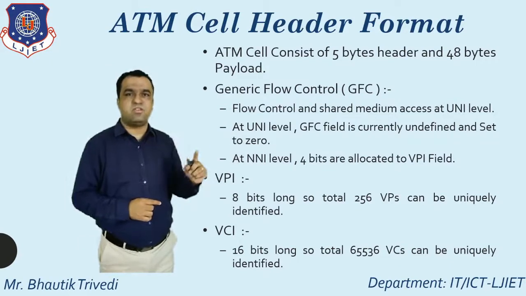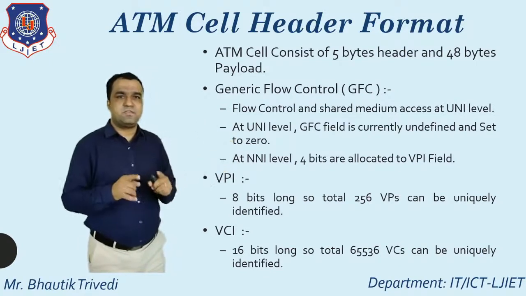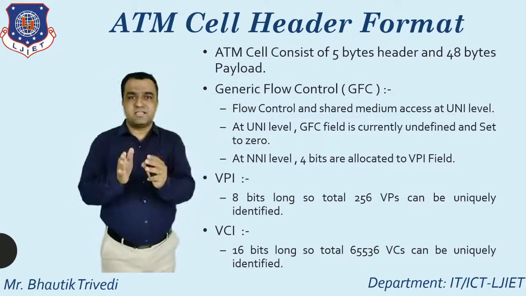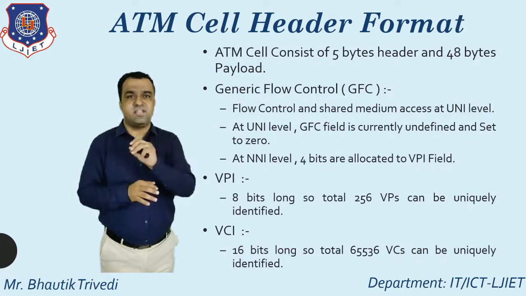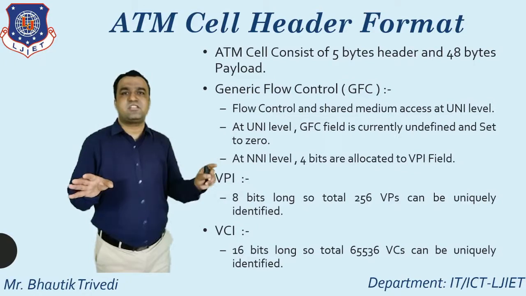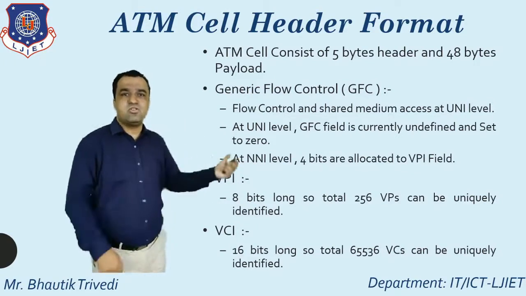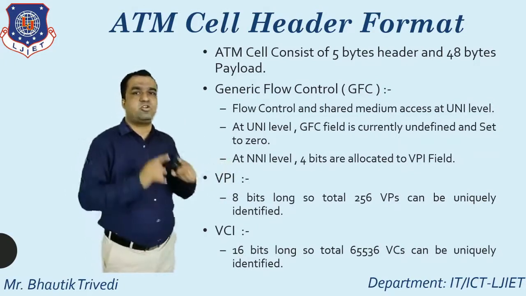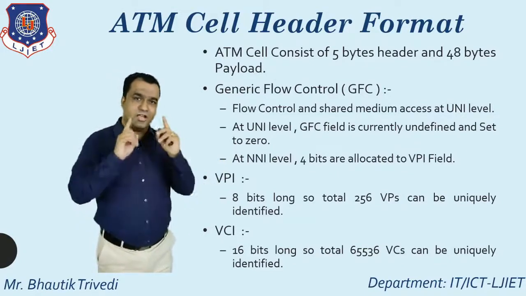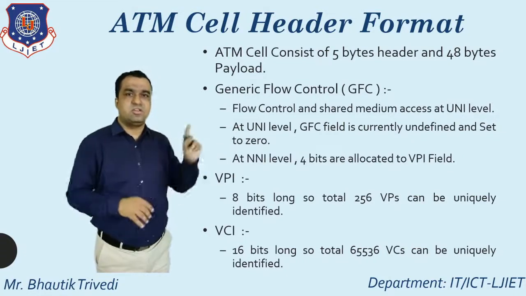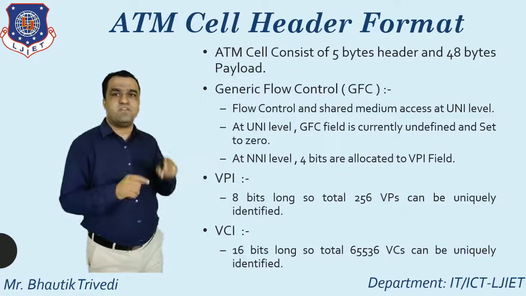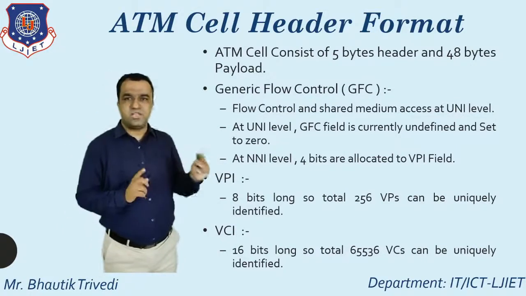Must remember one thing: at UNI level, the GFC field is currently undefined and set to 0. In NNI, there is no GFC. In place of the GFC, the 4 bits are allocated to the VPI field. That is the difference between the two diagrams. Again I repeat, in UNI, GFC is set to 0. In NNI, you allocate VPI in place of GFC.